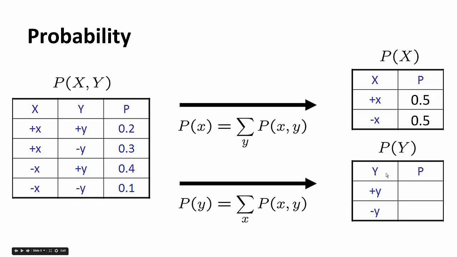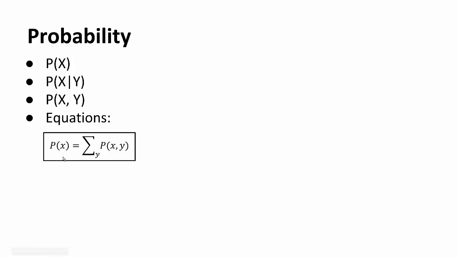Doing the same thing with minus x, we get the sum over these two rows, which is also 0.5. Then for the probability of y, the first one is the sum for plus y. It's the sum over the two rows that have entries plus y, so that's row number 1 and row number 3, and that gives us 0.6. For minus y, it's row number 2 and row number 4, which gives us 0.4. To verify that your calculations are correct, the probability of x and the probability of y are just normalized probability tables, so the entries should all sum to 1. We see that this is the case here, so that's just a quick sanity check for your calculations. That's the first equation, to go to the singular probability table from a joint.